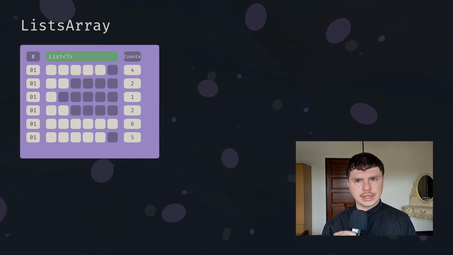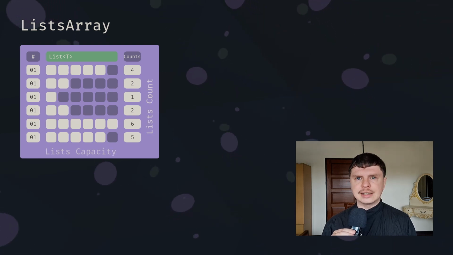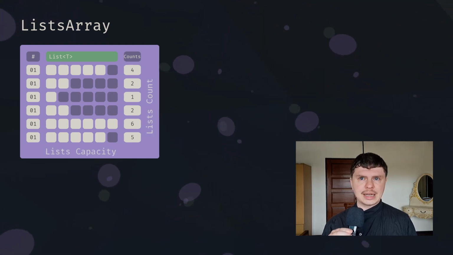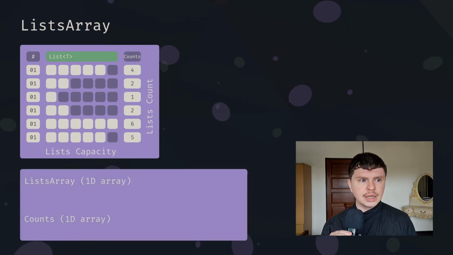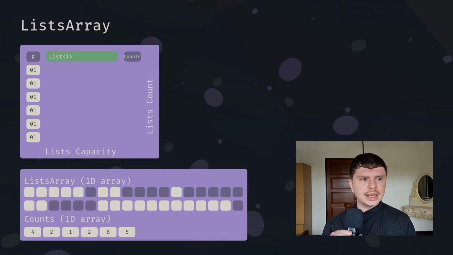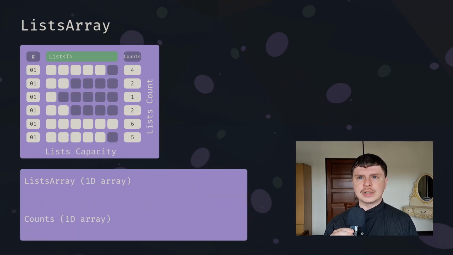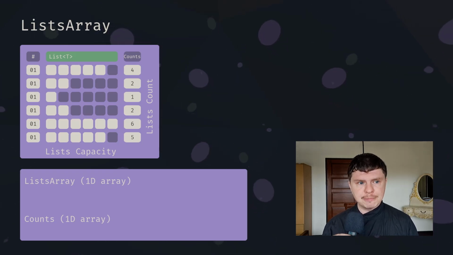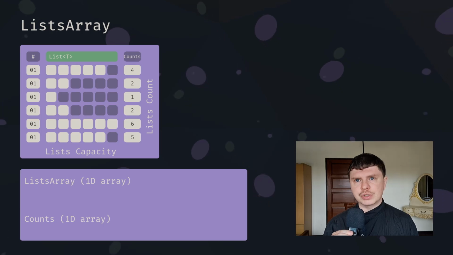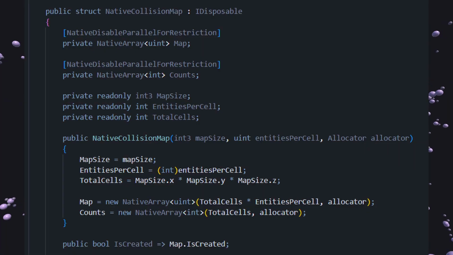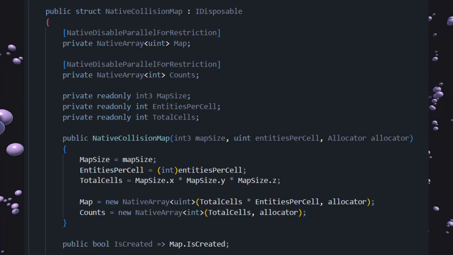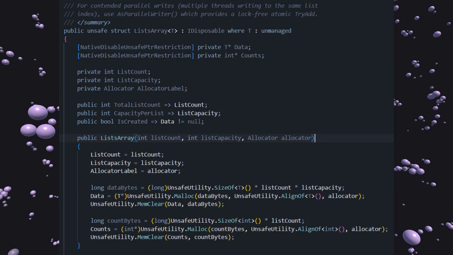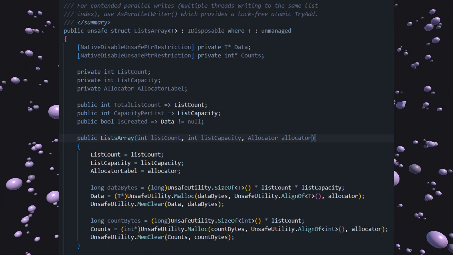Here I introduce a ListsArray structure, an array of lists. It has two metrics: array length, basically the lists count, and the list capacity, which cannot be exceeded. Inside, it has a simple 1D array with a fixed size of lists count multiplied by list capacity with a generic type T, and an array of counts for each list. This is the same as the custom structure I talked about in the last video, but this time it's generic, which lets me use it with types like collision data.